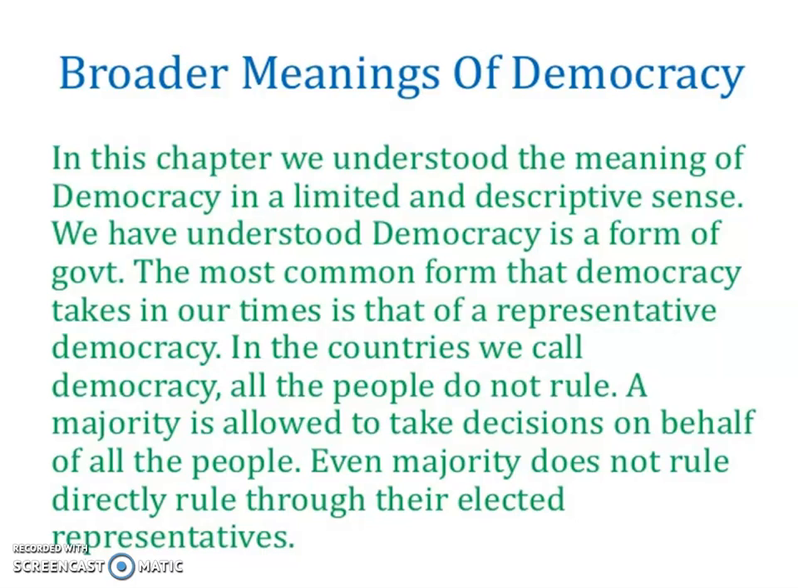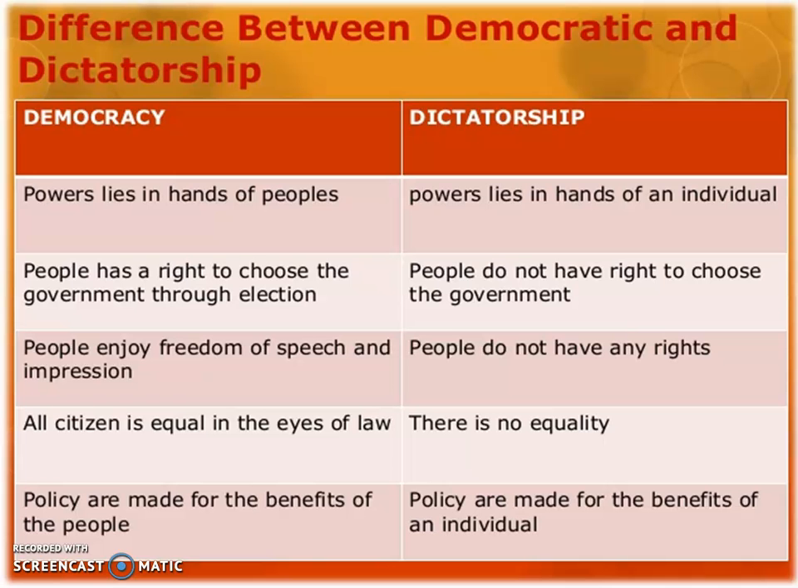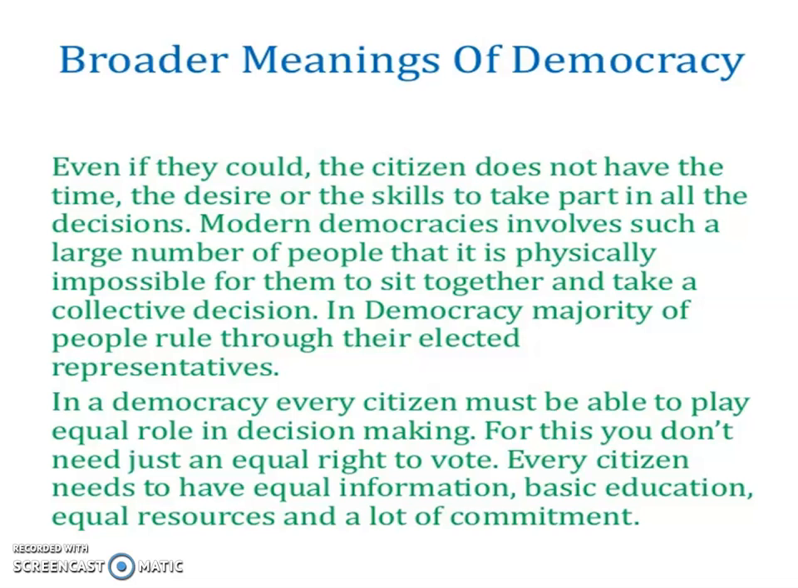So, we always use our political right through the representatives. These representatives are elected by us. And even the citizens do not have the skill and desire to take part in democracy. So, we always use our representatives to take decisions. And modern democracy involves such a large number of people that it is physically impossible for them to sit in one place and take collective decisions.